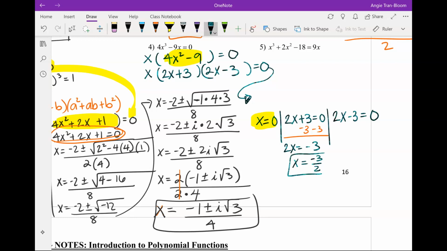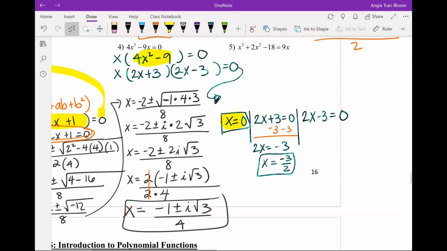Good. Box that up or highlight that. Doesn't matter how you guys box your answers. And then Bridget, can you help us solve the last factor, please? Good. Very good. Add 3. So that's going to be 2x equals 3. Divide both sides by 2. So final answer is, how many answers do we have for this one? 3. Are they imaginary, real, or mixed? All real. All 3 answers are real answers.